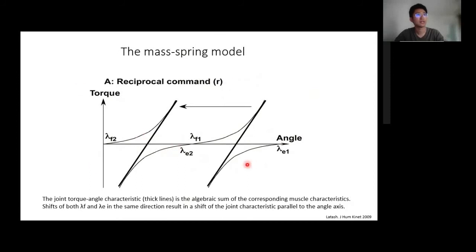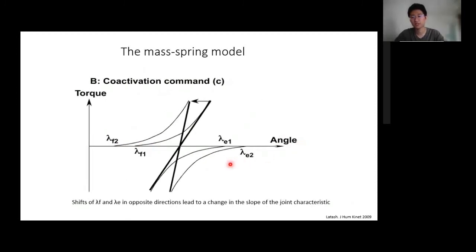So again, in this plot, we show how you move a joint. You simultaneously shift the resting length for both flexor and extensors. And usually this is called a reciprocal command R, but that is not important. You don't have to know this terminology. So here is a shift of the lambda flexor and lambda extensor in the same direction to produce a movement.